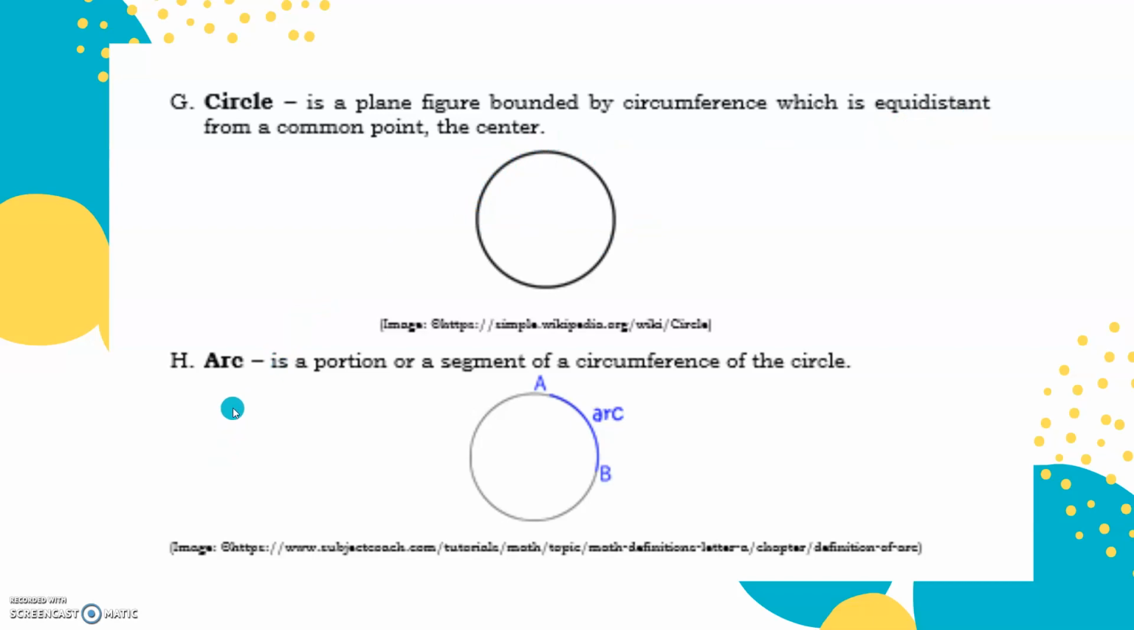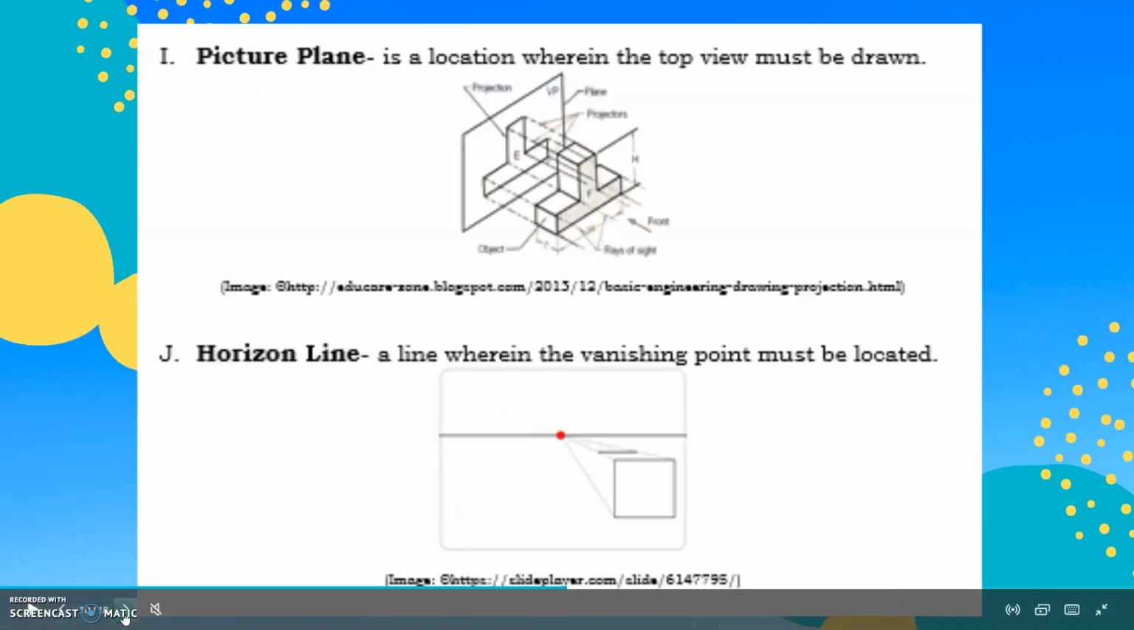Ayan. So an arc is a part of a circle. Kung pag yung arc, portion lang siya o segment of a circumference, like this one showing the arc of A to B. So pwedeng ang gagamitin natin dito para makuha natin yung measurement ng arc is the use of protractor. Ayan.